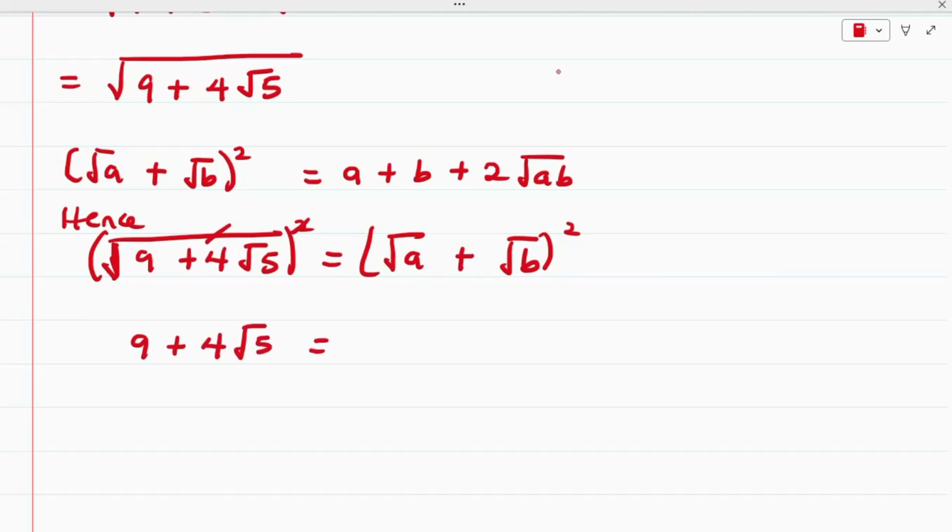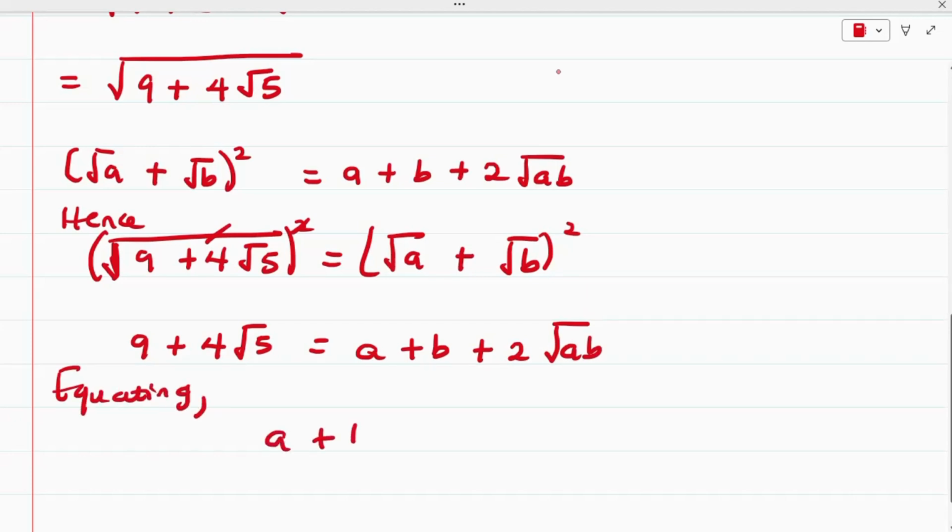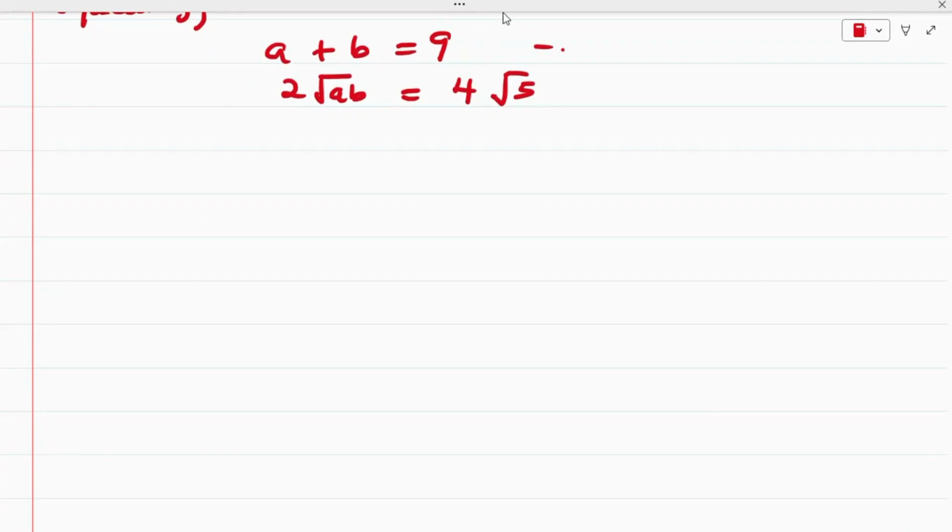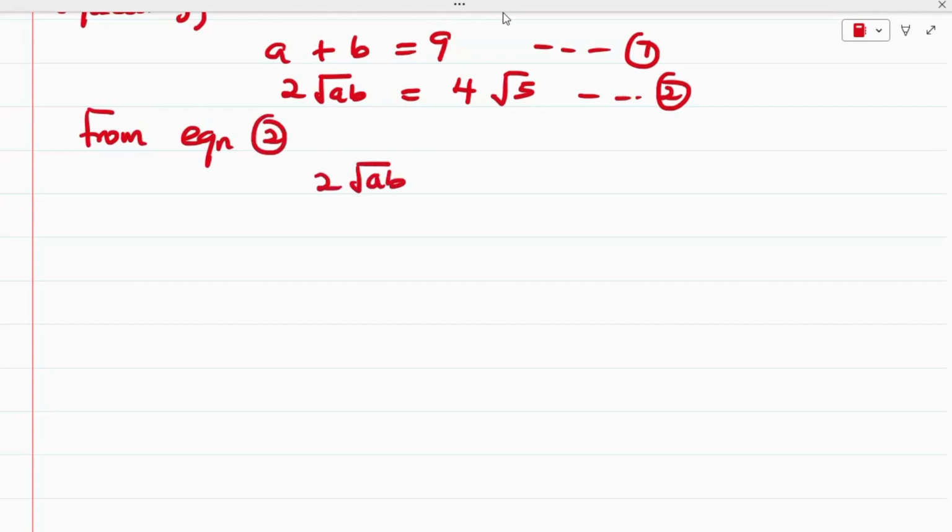So we have 9 plus 4 root 5 is equal to, now we already know that the root of a plus the root of b all squared is giving us a plus b plus 2 into the root of ab. So equating the rational and the irrational parts right here, we have a plus b is equal to 9 and 2 root ab is equal to 4 root 5. So we're going to call this equation 1 and this equation 2. So from equation 2, we have 2 into the root of ab is equal to 4 into the root of 5.